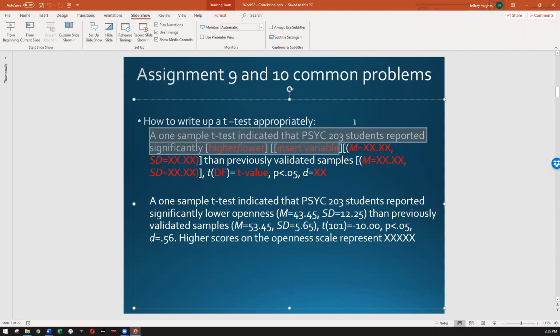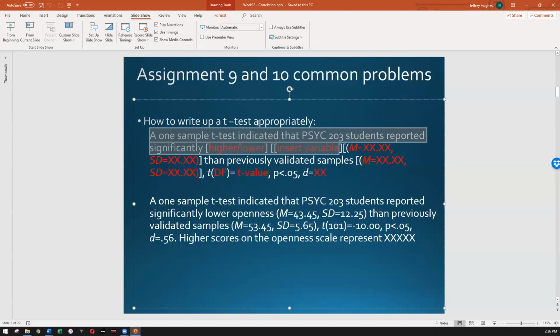Typically, I like reporting the mean and standard deviation. I know this isn't in some of the examples, but it is in some of the other examples. Typically, I like reporting the mean and standard deviation when you're running a t-test because it lets the reader know, like, hey, here's what the means are for your two groups for that particular variable.